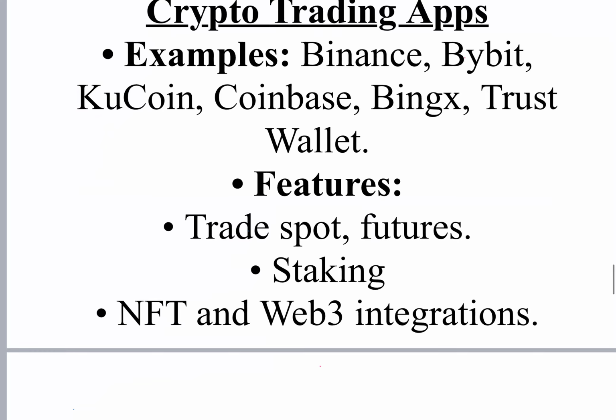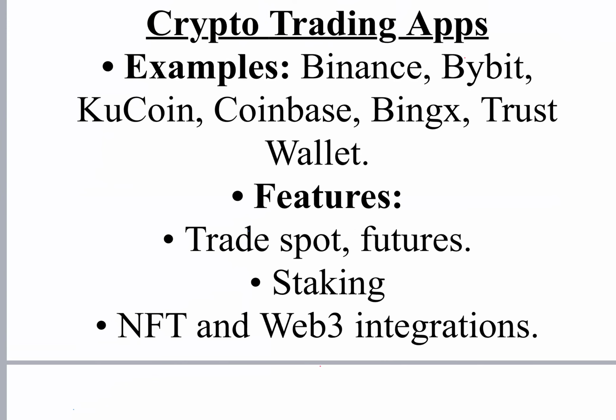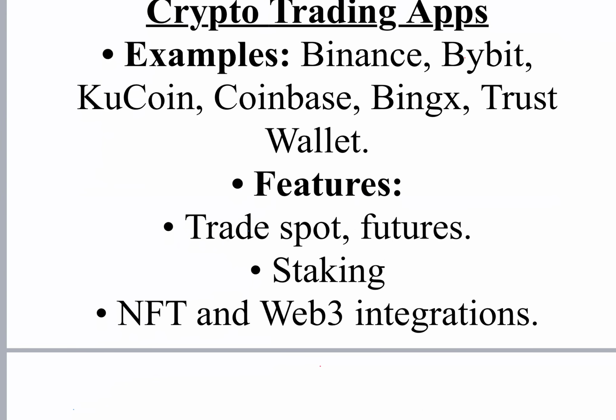So now, features: we have spot trading, we have futures, we have staking. When we are talking about spot, it means that you buy and then you wait, expecting certain interest. Let's say you buy BTC at 100,000. By the time BTC increases to 110,000, it is best for you to use Bybit if you want to start trading spot and futures.